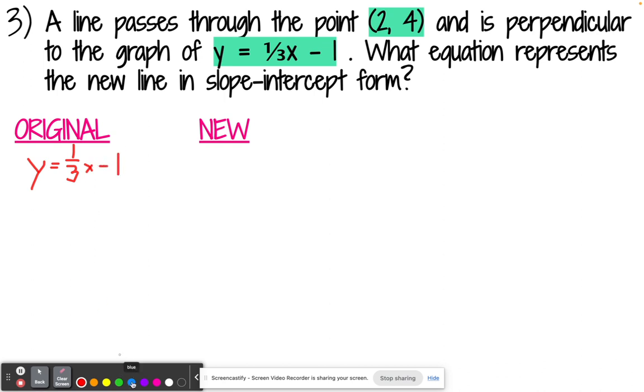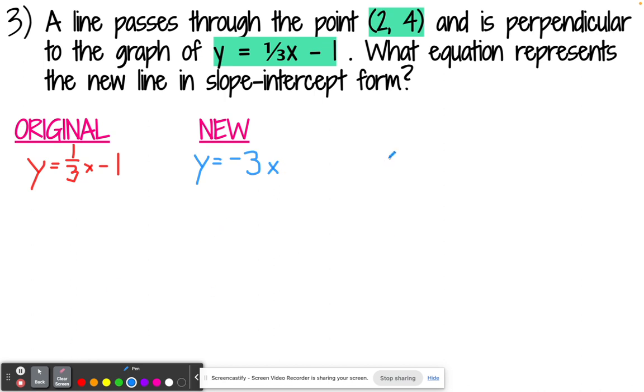My new line, I want to have perpendicular to this one, which means the opposite reciprocal of my slope. This one's positive, so my new one has to be negative, and if I flip 1/3 upside down, I will have 3. So I have part of my equation already. I have 3x, and then I just need my intercept.